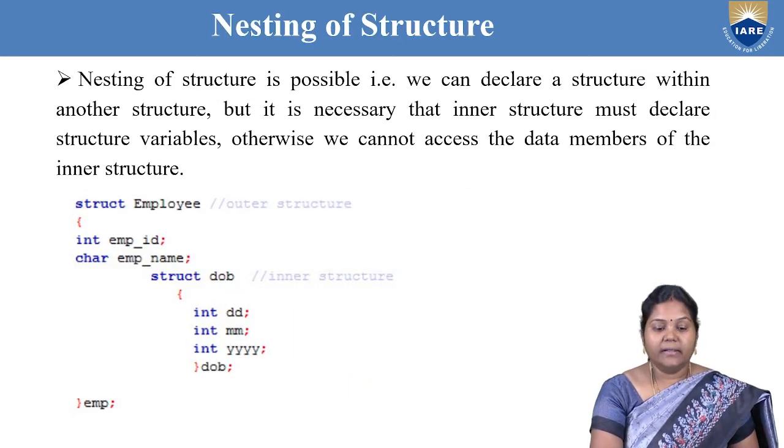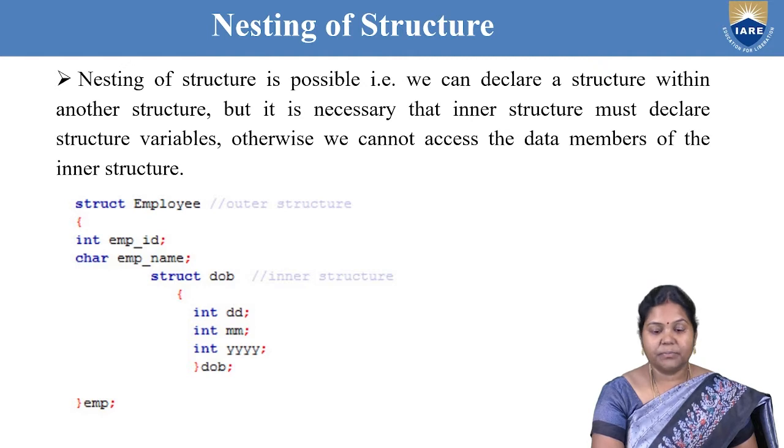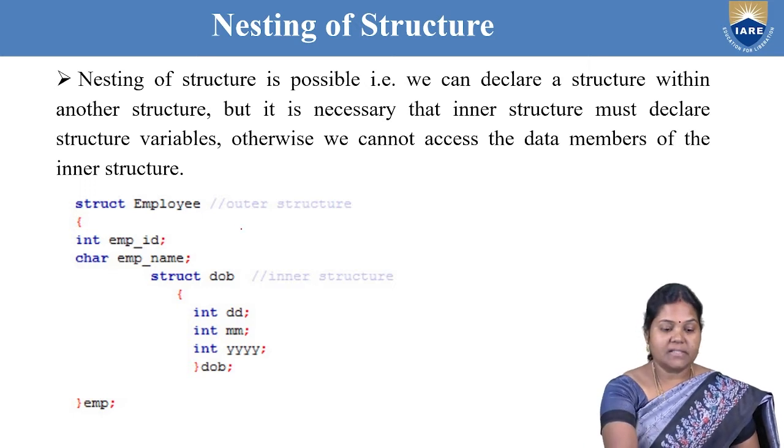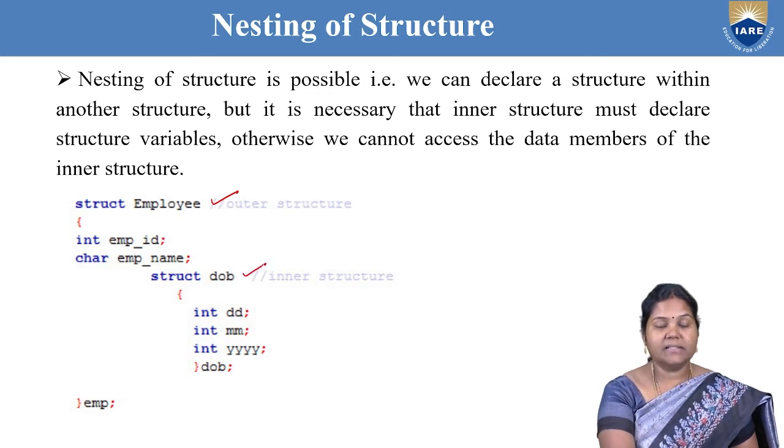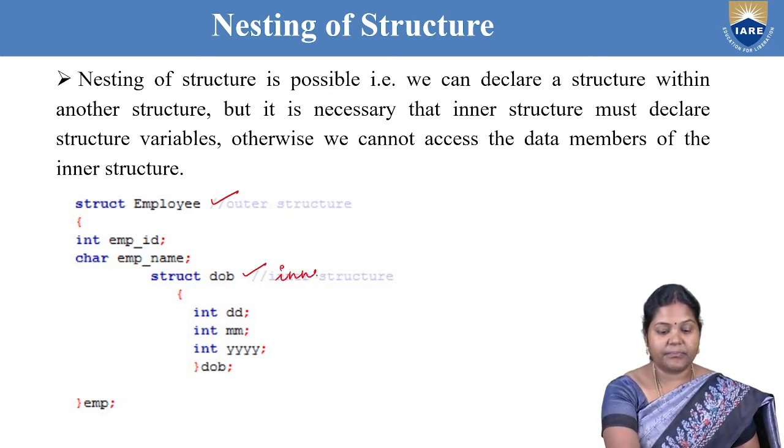Next, nesting of structures, that is a structure within a structure, is called a nested structure. Nesting of structures is possible and we can declare a structure within another structure, but it is necessary that the inner structure declares its own structure variable, otherwise we cannot access the members of the inner structure. So you have to take care of that. For example, here struct employee: employee is the outer structure and DOB is another structure. This is called the inner structure and this is the outer structure.